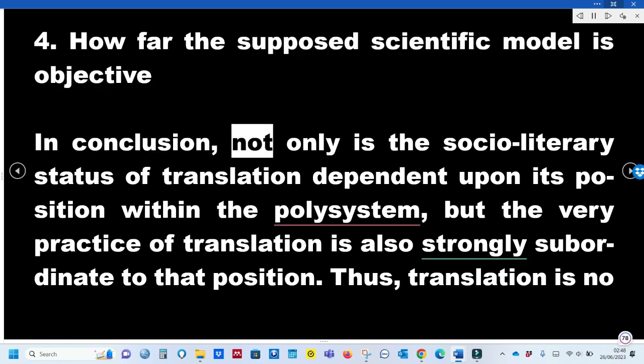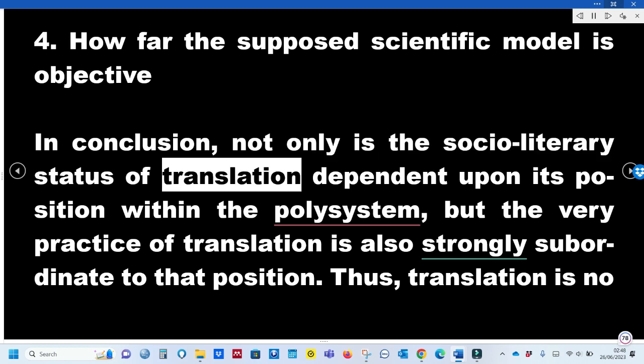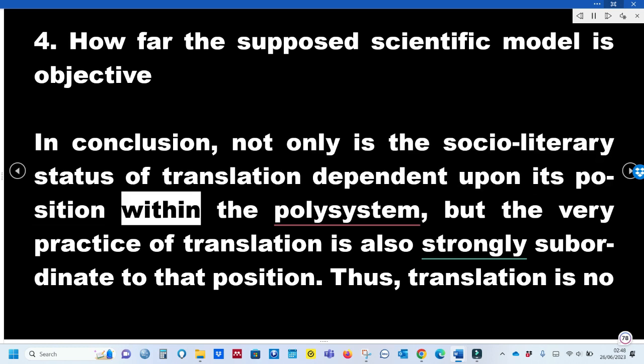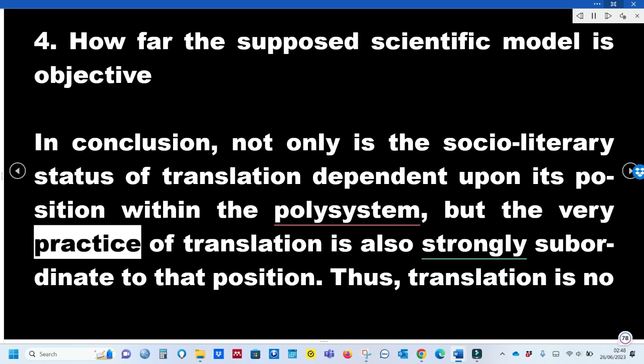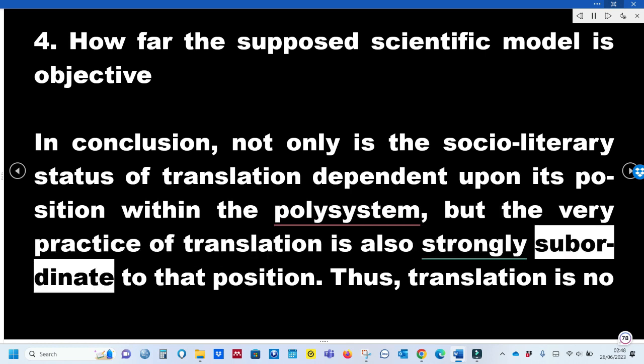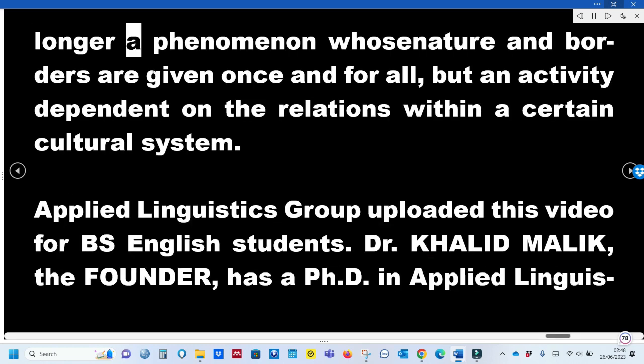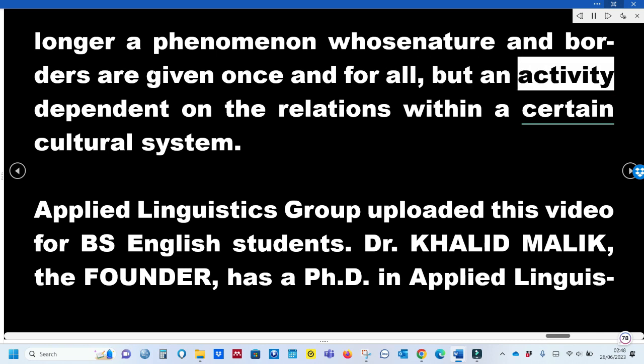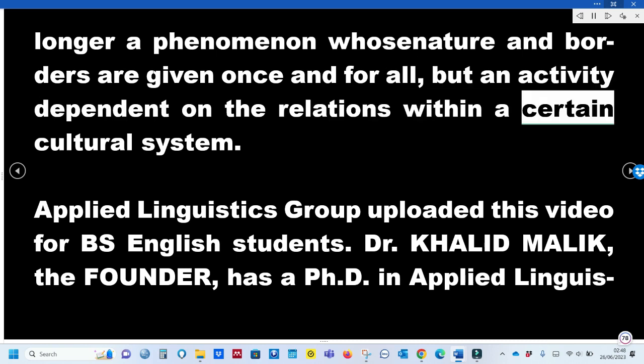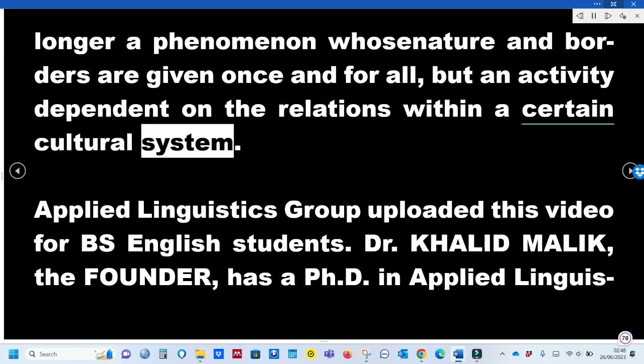In conclusion, not only is the socio-literary status of translation dependent upon its position within the polysystem, but the very practice of translation is also strongly subordinate to that position. Thus, translation is no longer a phenomenon whose nature and borders are given once and for all, but an activity dependent on the relations within a certain cultural system.